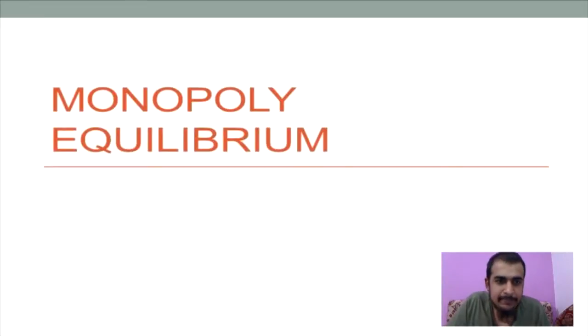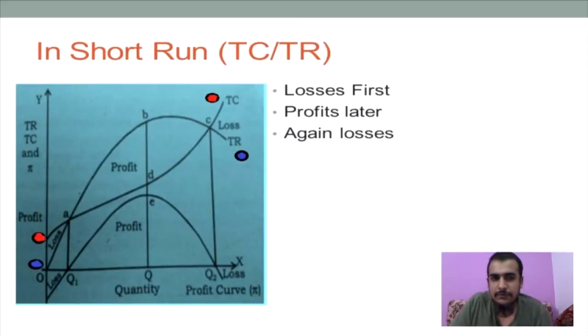Hi folks, Vipin here, and I wanted to tell you about the short-run equilibrium of monopoly when it comes to total cost, total revenue, marginal cost and marginal revenue approach. Now in that graph you can see two dots being represented. The red dot refers to total cost and the blue dot refers to total revenue.